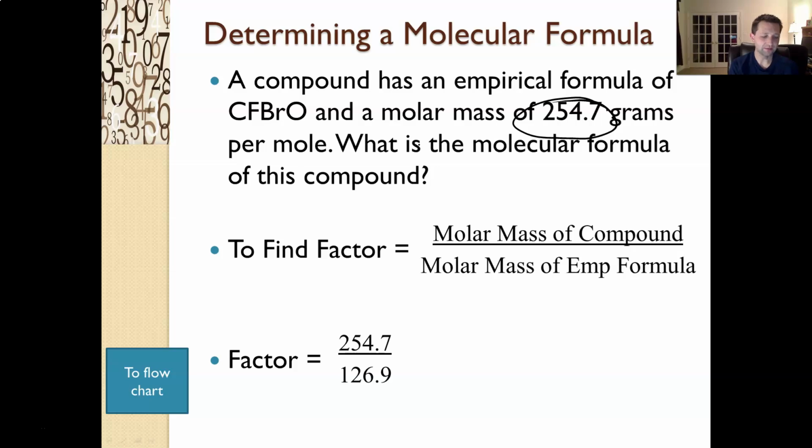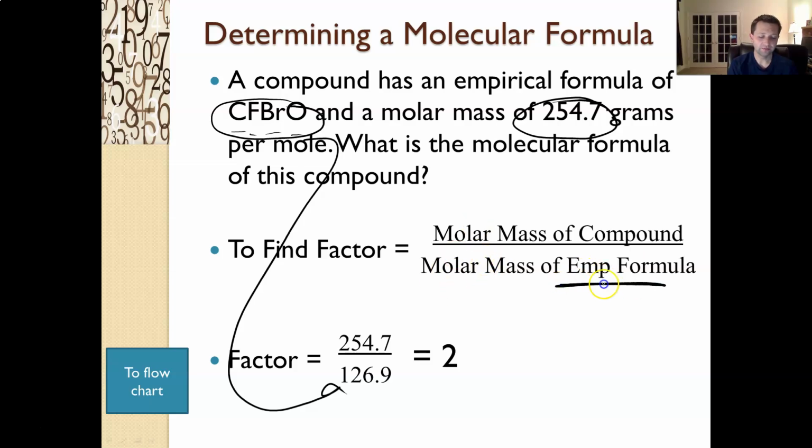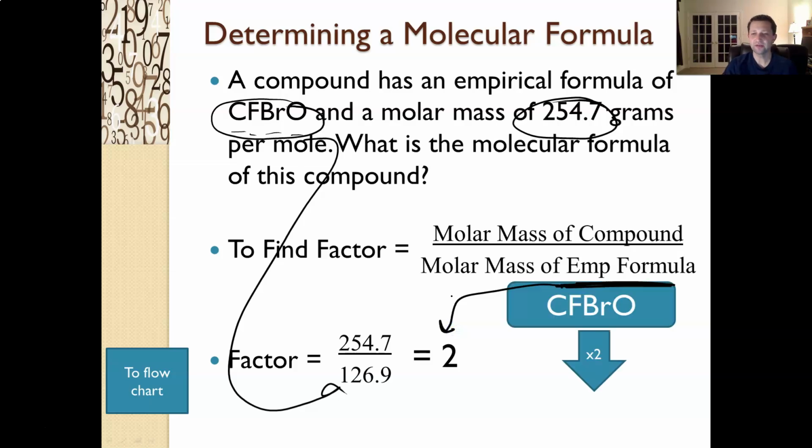Molar mass of the empirical formula, you add up 1 carbon, 1 fluorine, 1 bromine, 1 oxygen, and you get 126.9 approximately. Factor is going to be 2. So what do you have to do then? If your factor is 2, you have to take your empirical formula, multiply it by 2 to get your molecular formula. So in this case, CFBrO times 2 is C2F2Br2O2. All right? So that takes care of a really quick and easy practice problem.